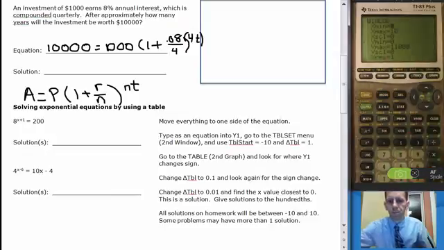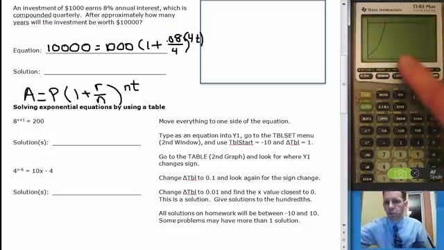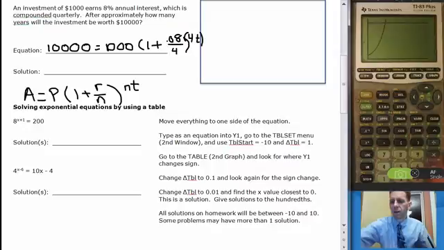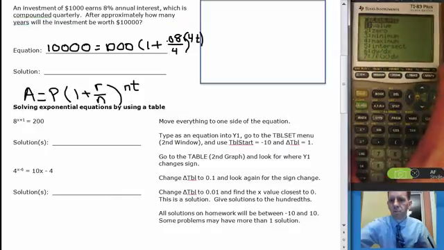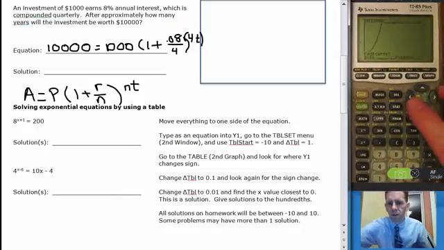So in our window, if we go back to the window we used previously, I'm going to change my x max to 100. I like to go up by powers of 10. And when we do that, we should be able to see a place where these graphs actually do cross, which is right here. To find the solution again, we go to second trace on our calculator. I'm going to select the intersect feature, number 5.